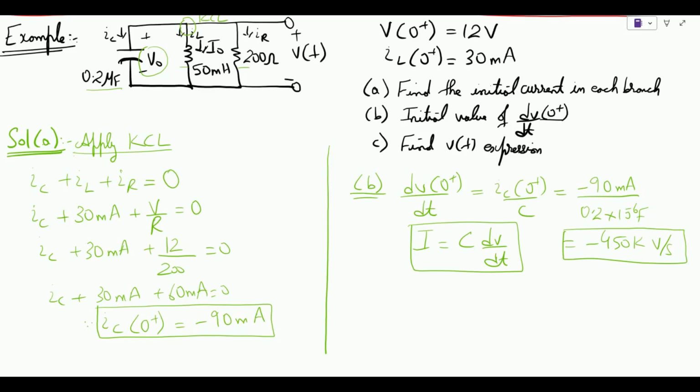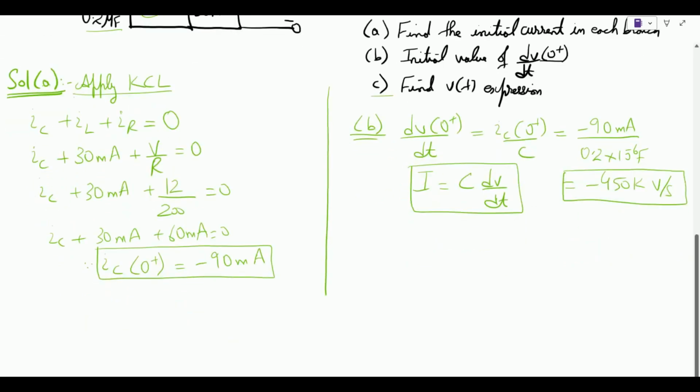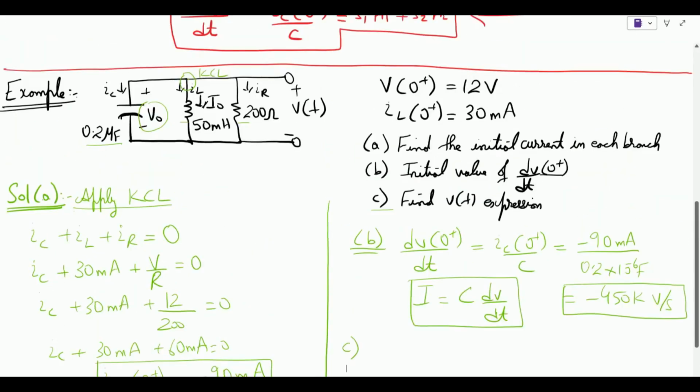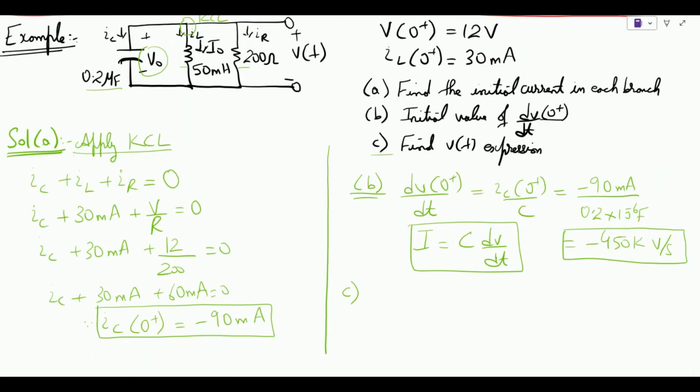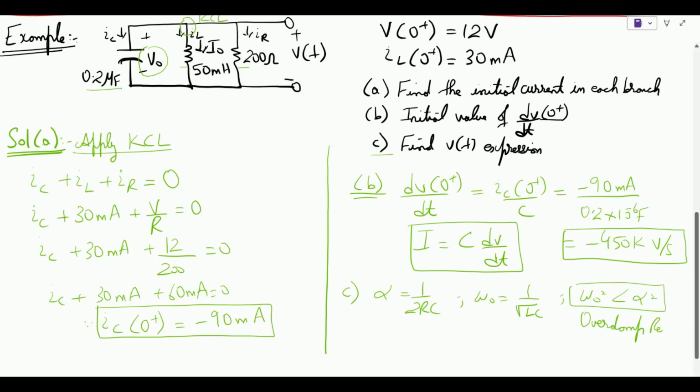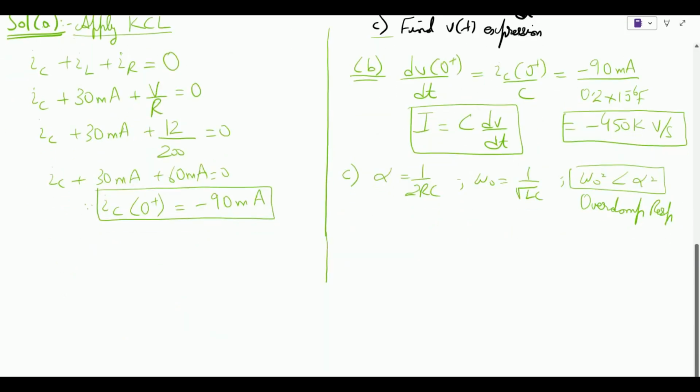Now in the final part, we need to find the expression for the voltage V of t. We are doing an example of the overdamped response, but in any case we can verify whether it is overdamped or not by just finding the value of alpha, which is going to be 1 divided by 2RC, and we can find the value of omega naught, and in this case you can have a try yourself. This is going to have omega naught square less than alpha square, and thus this is acting as an overdamped response. So since this is an overdamped response, the voltage expression comes out to be V of t equals A1 e raised to power S1t plus A2 e raised to power S2t.